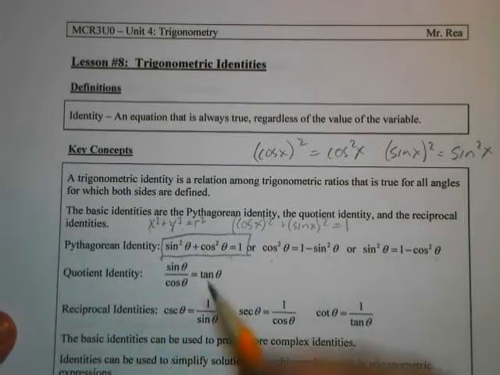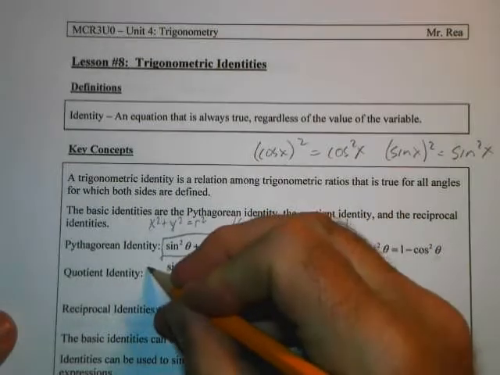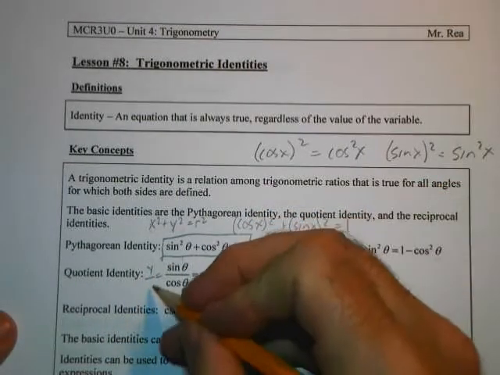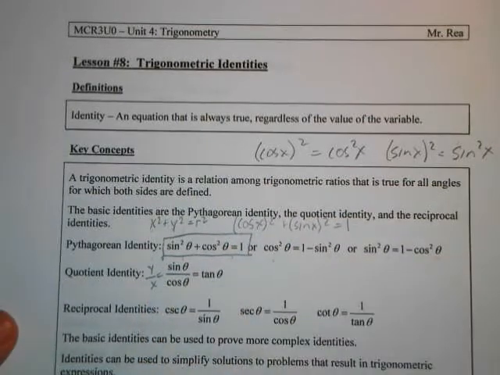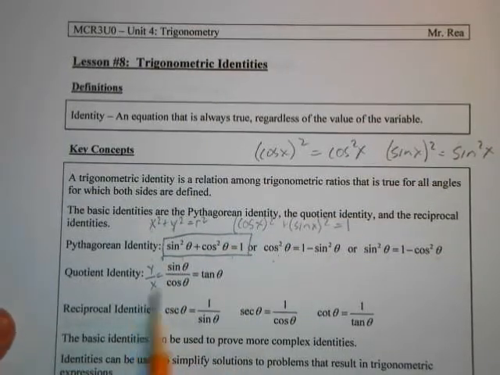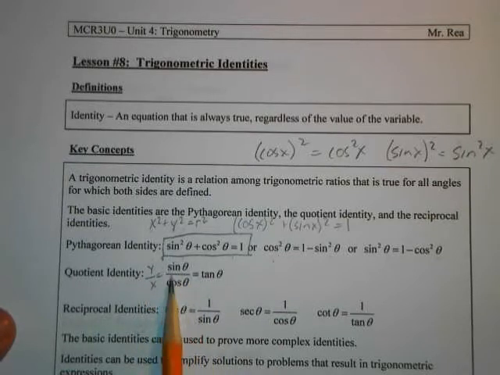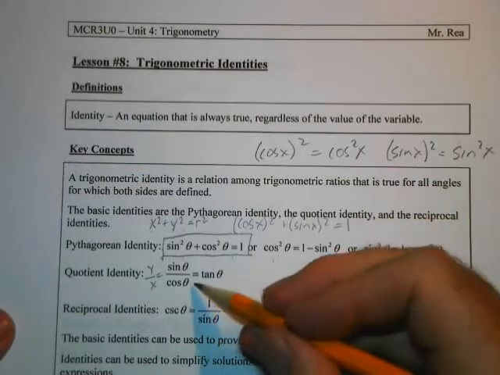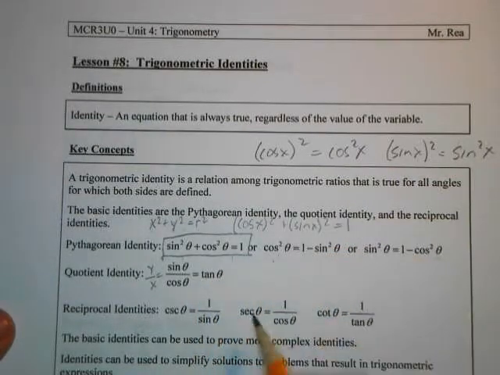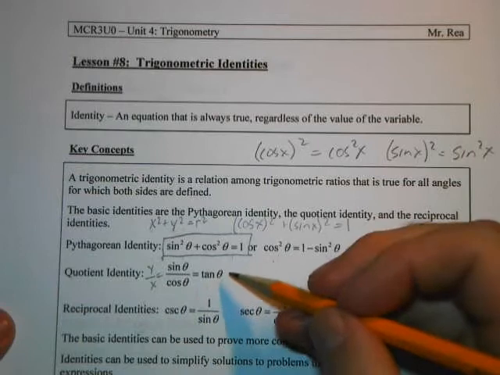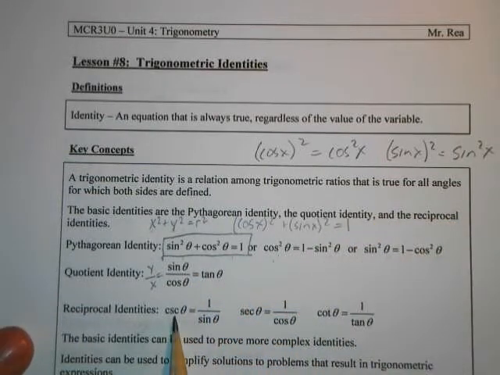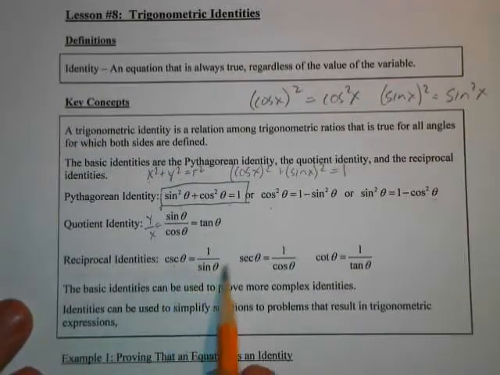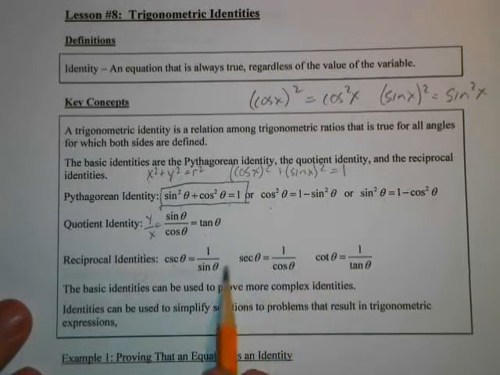You know that sine theta is equal to y, and cos theta is equal to x, and tan theta is also equal to y over x. So this is a very basic identity, that tan theta is sine theta divided by cos theta. So that will come up quite a bit.